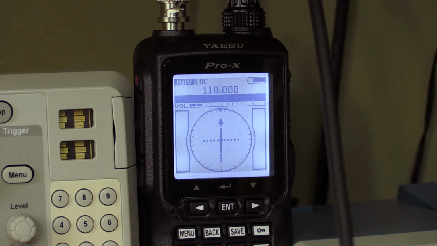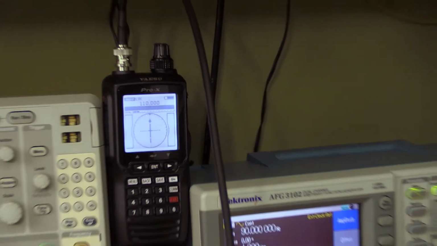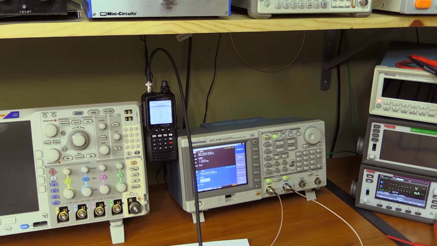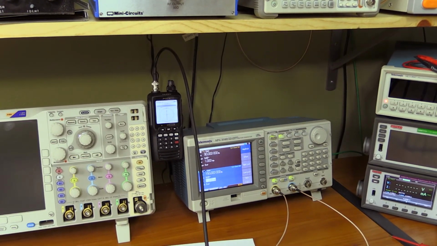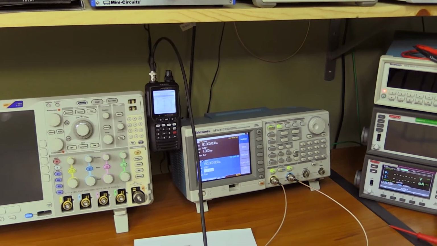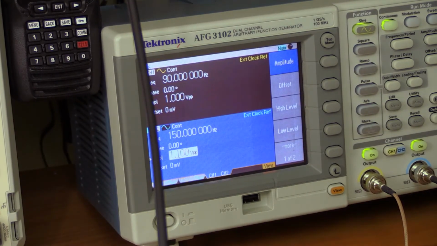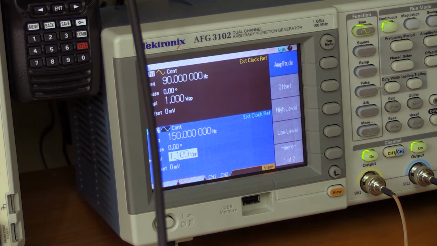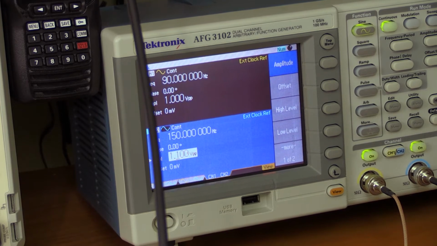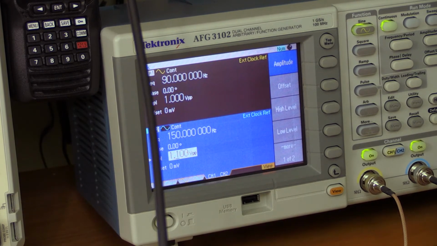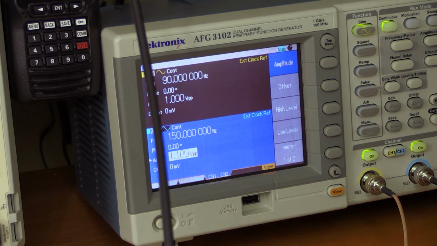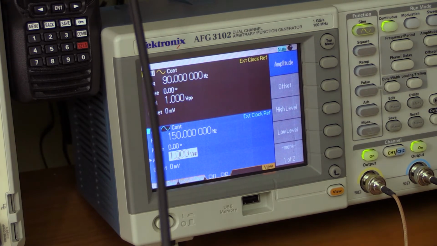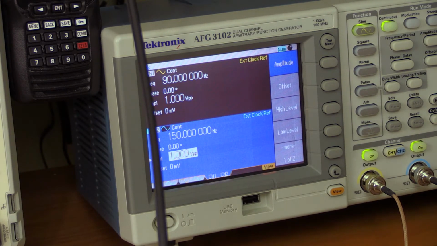And this test setup is surprisingly simple. Let's zoom out. Alright, so what you see here is the FTA-550 squeezed in between the MDO4000 and the AFG signal generator here. And I'm using the AFG 3102 to generate two signals, our 90 Hz tone and our 150 Hz tone at an equal amplitude of 1 volt peak peak. Actually, I'm a little bit off here. Now we got an equal amplitude of 1 volt peak peak.